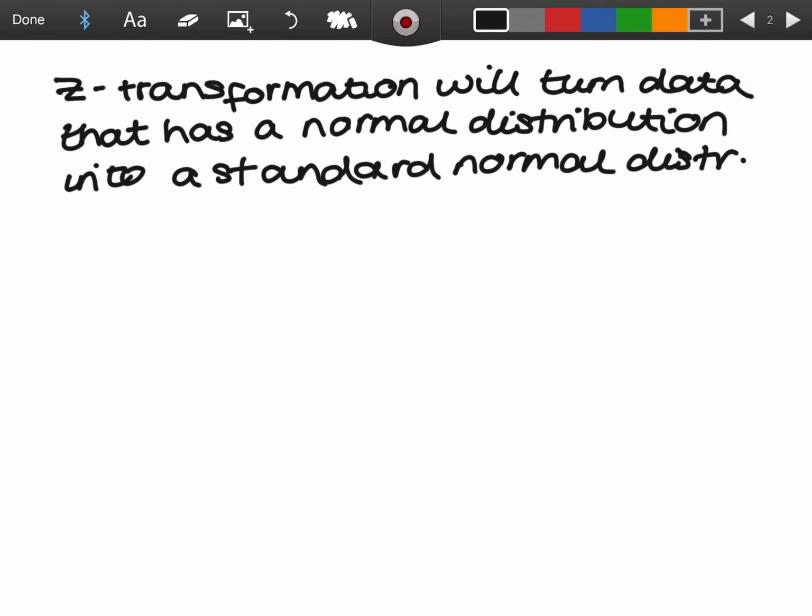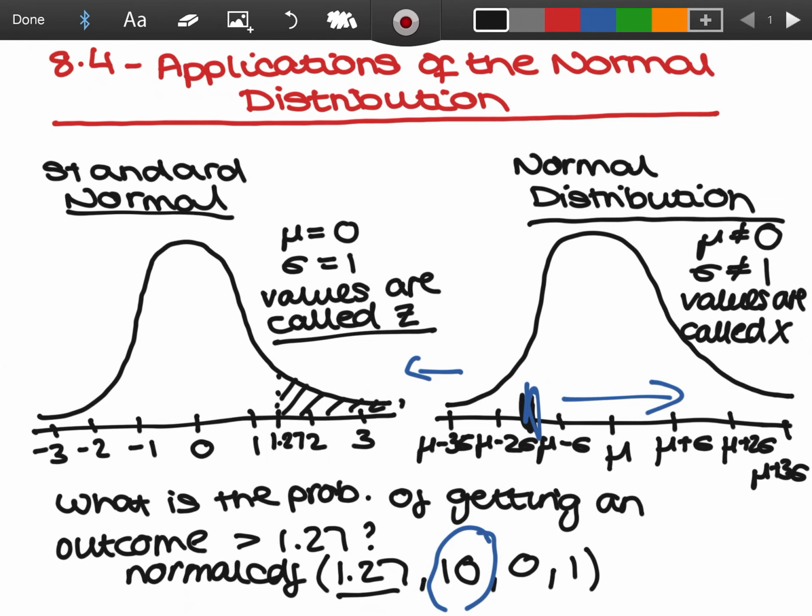Okay, so what a Z transformation does is it takes a set of data and it takes one of these graphs that just has a normal distribution. So it's got some random mean and a random standard deviation. And it turns it into data that has a standard normal distribution. So it brings the mean back to 0 and it brings the standard deviation back to 1.